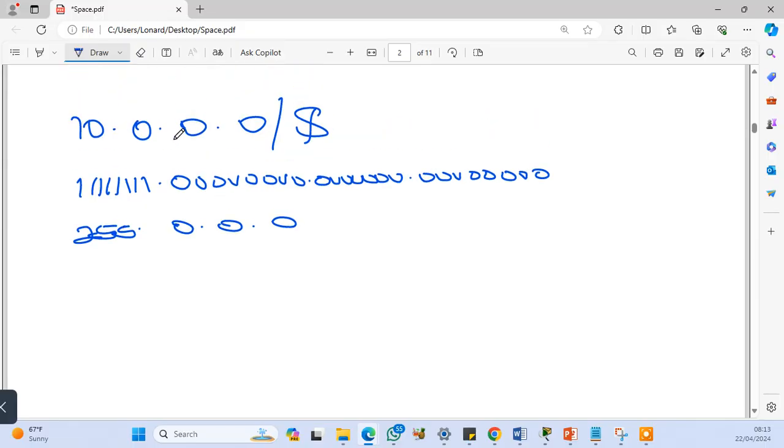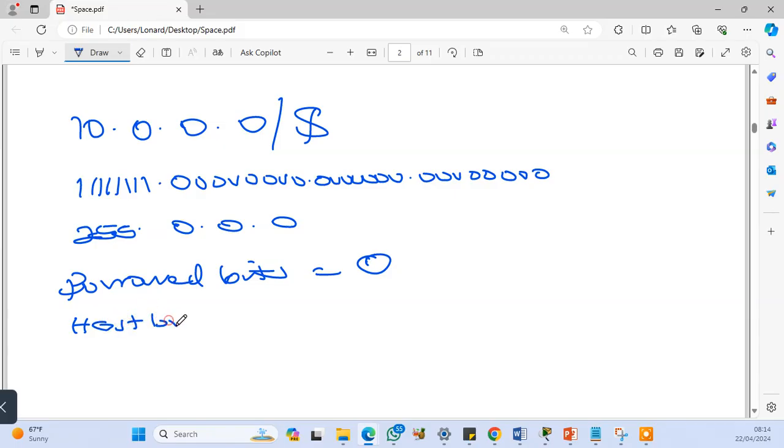One, here, as you can see, we have the prefix, the slash notation, the subnet mask in binary format, and the subnet mask in decimal format. Now we can find the borrowed bits. The borrowed bits equal none, so we have 0. The host bits equal all these zeros, so there are 24.